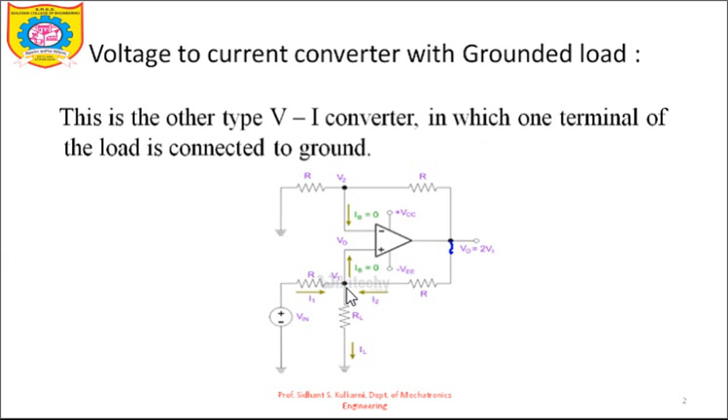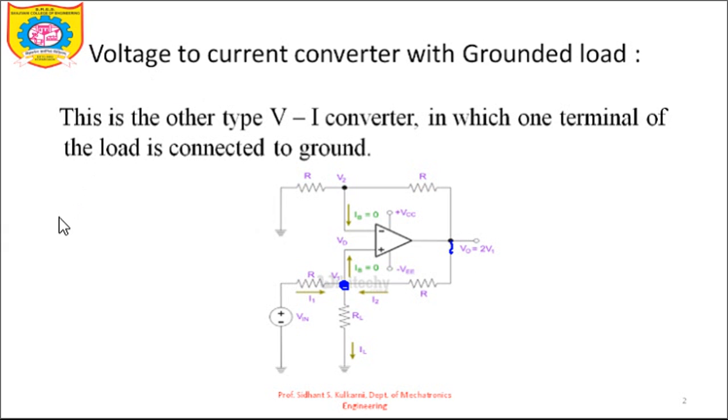In order to understand this voltage to current converter with grounded load, we need to apply certain KCL and KVL equations to derive certain expressions. Once that expression is clear, you will understand that the output voltage is equivalent to the resistance multiplied by current, or we can say that the voltage applied is converted into current at the output. To understand that, let's apply KCL at this particular node.